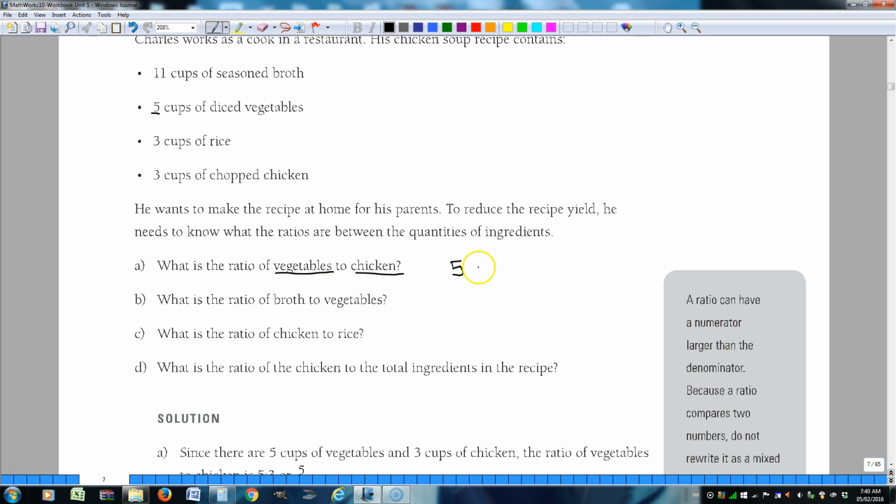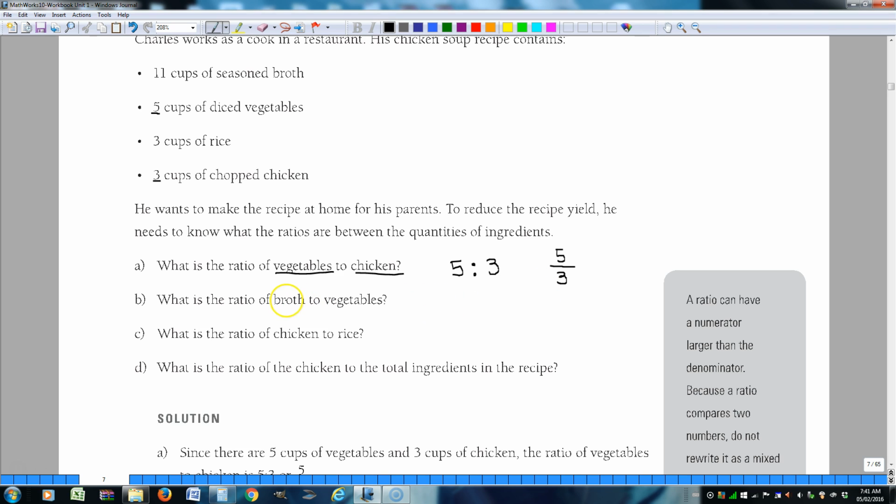To chicken. We use this colon to represent "to" when we write a ratio. Vegetables to chicken, and chicken is 3 cups. So the ratio of vegetables to chicken is written as 5 to 3. If you want to write that in fractional form, it would be 5 compared to 3. That's handy because when we do mathematical calculations, you're going to want to write your ratios in this form when we have to solve equations or solve problems.